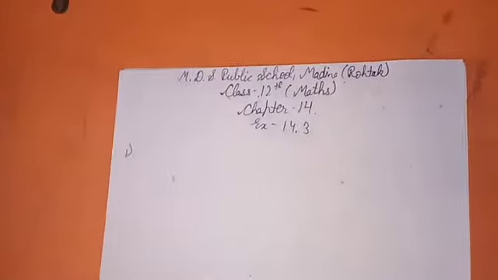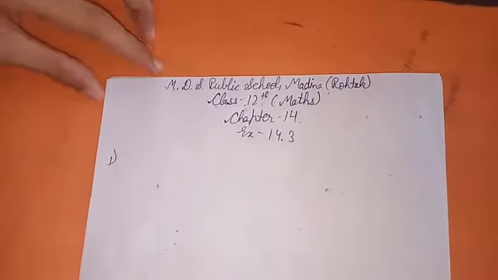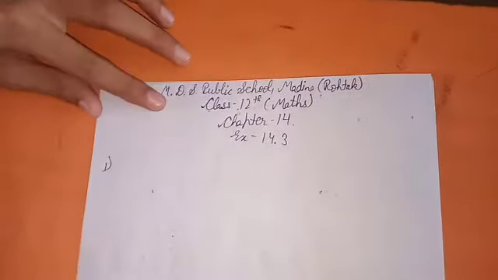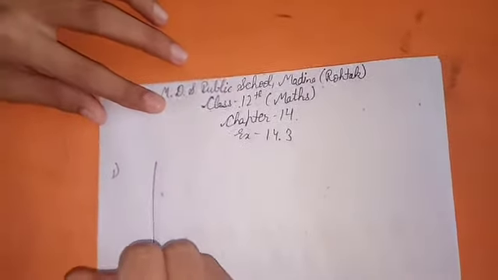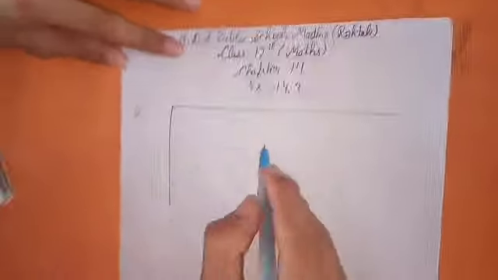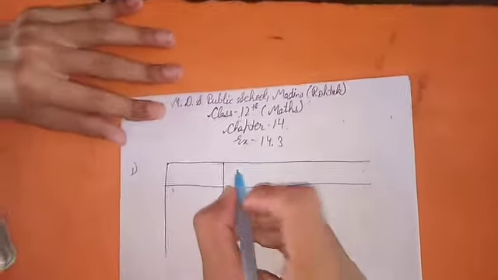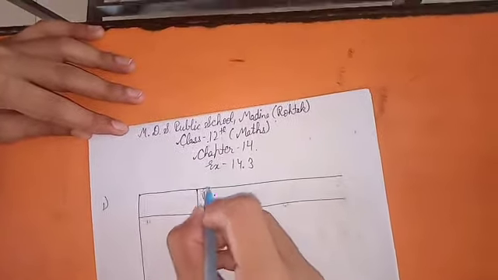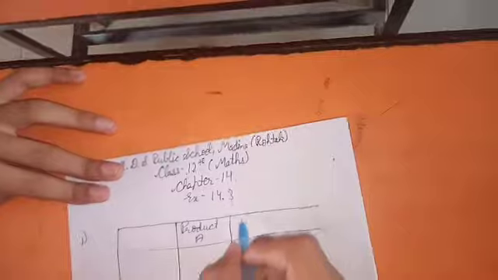First of all, what we have to do is make a table of the information provided to us in the question. So what is there? Say it is for product A, and product B.